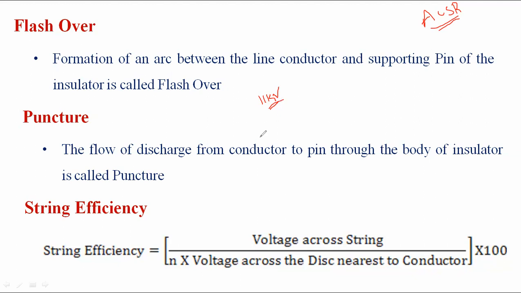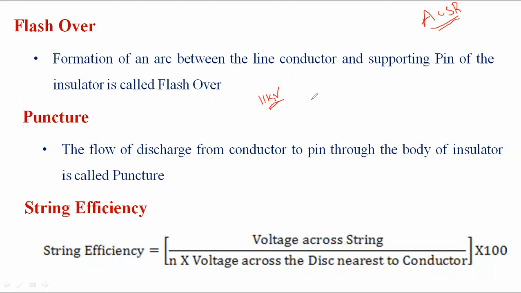That is how we can calculate it: the base voltage divided by the disc capacity, plus one additional disc or spare disc. Suppose in a string of insulators, either 5 or 6 or n number of insulators are connected in series based upon the operating voltage.